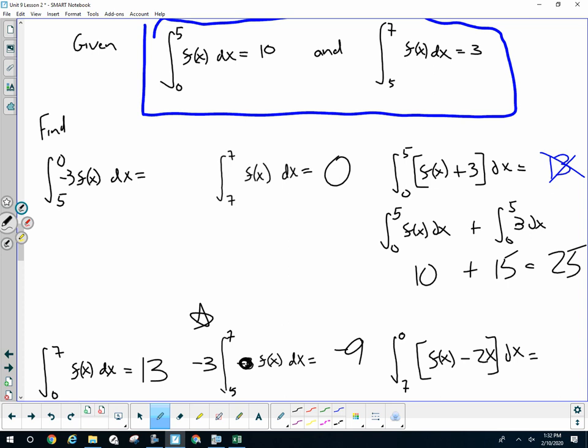Now, when we deal with negatives and going from right to left, what I would always suggest, I think it will help you, is step 1. Whenever you see right to left, immediately flip it to left to right, but just make sure you say, I'm taking the opposite of whatever answer I get. Now what I'm able to do is take out this negative 3, but that negative 3 and this negative will make a positive 3. So it's just positive 3, 0 to 5, f of x. 0 to 5 is 10, so this is positive 30.